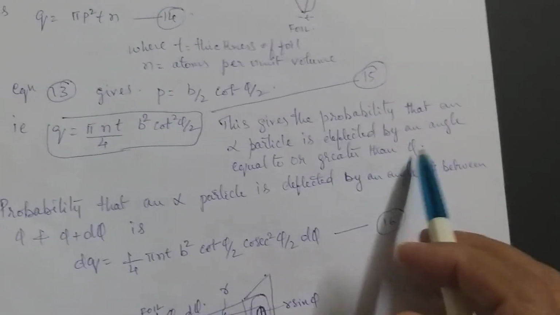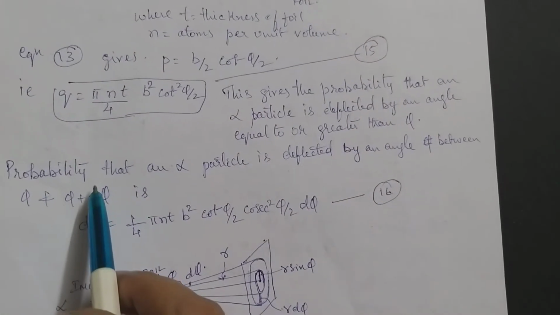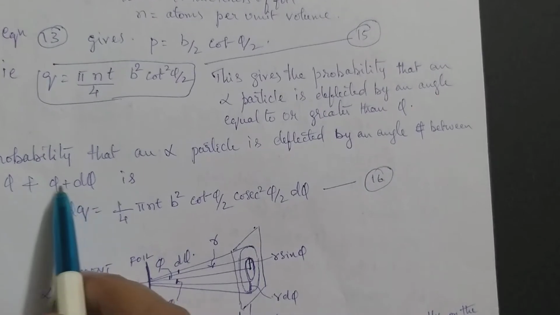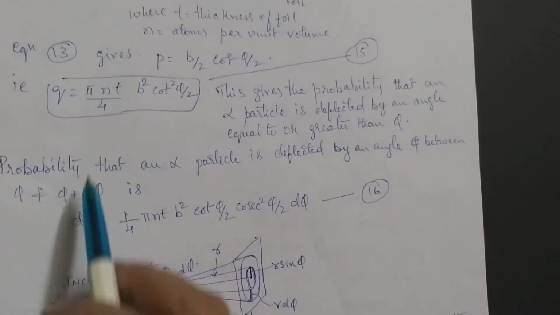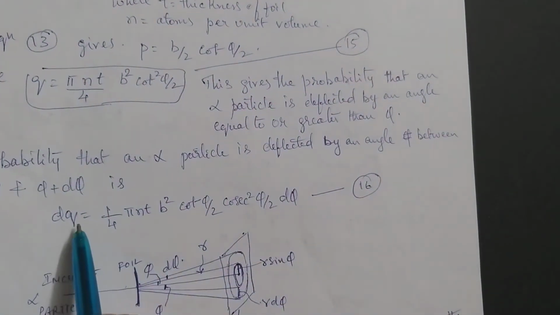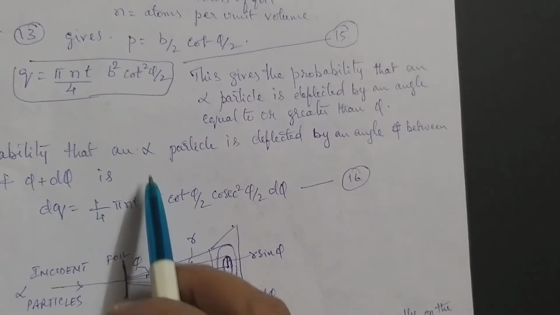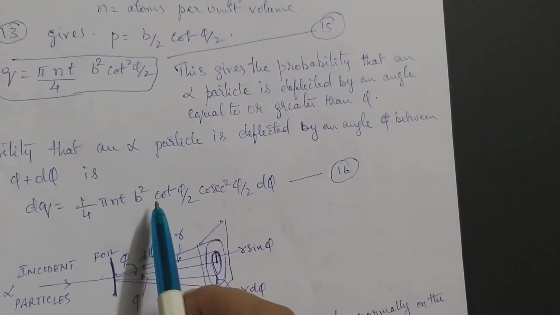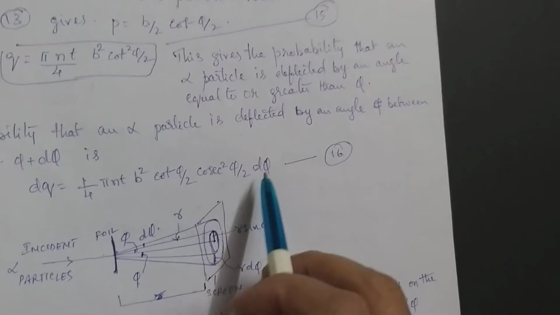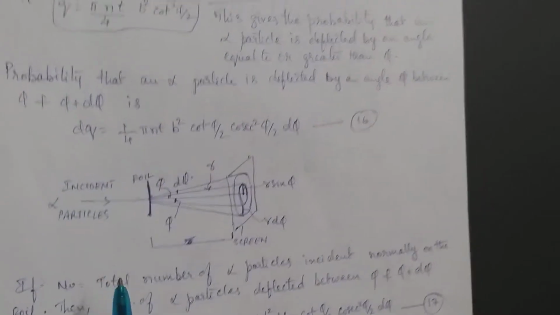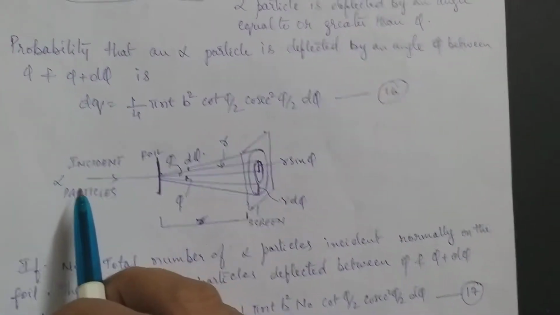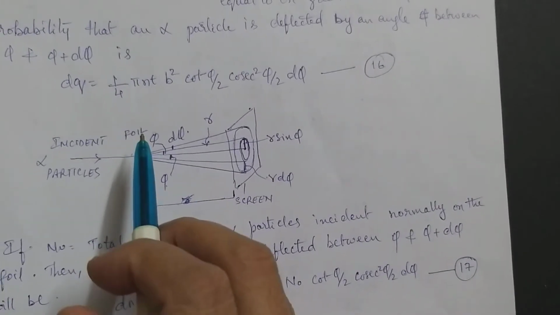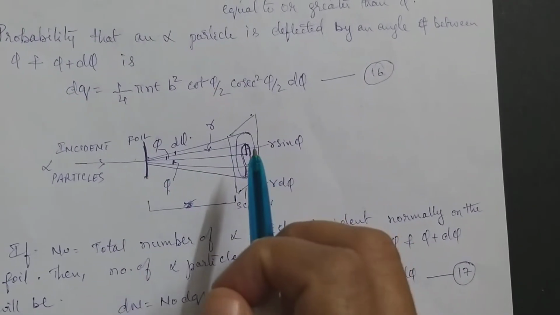Now we want the number of alpha particles deflected between the angles phi and phi plus d phi. So we will differentiate this equation so that dq is equal to, these are all constants, only phi is variable. So cot square phi by 2 differentiates to cot phi by 2 cosecant square phi by 2 d phi. Now in this we have shown a figure where an alpha particle is incident on the gold foil, and here is the screen.